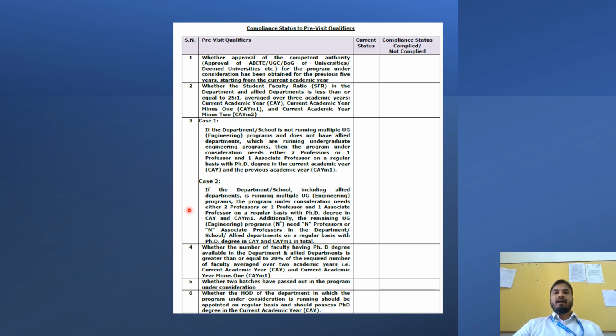Whether the number of faculty having PhD is greater than 20% with respect to the department that is going for NBA, and also with respect to allied departments for current academic year and current academic year -1. So whether two batches have passed out in the program under consideration. Whether the HOD of the department in which the program under consideration is running should be appointed on regular basis and should possess PhD degree in the current academic year. So if all these statuses are applicable, you have to write the compliance status as complied or not complied and then submit the pro forma for pre-qualifiers for NBA Tier 1.